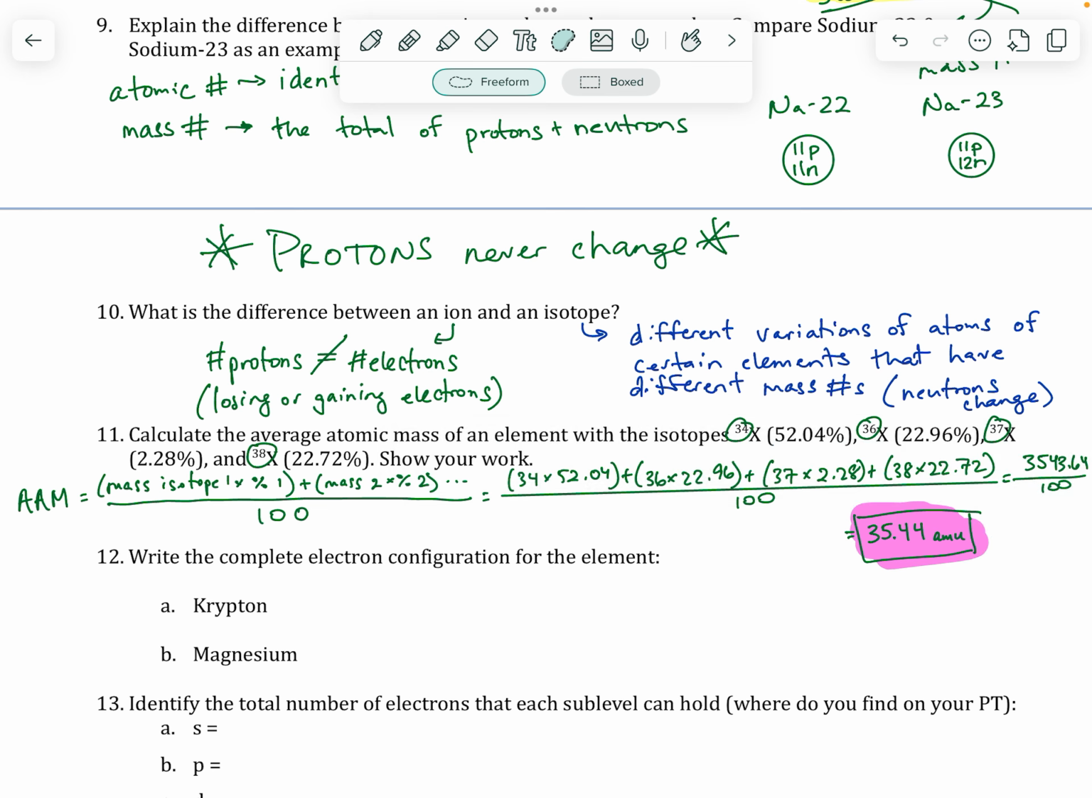So that's how we can identify those average atomic mass units that we see on the periodic table. Those are all weighted averages, kind of like the way that your grades are calculated and other things like that.